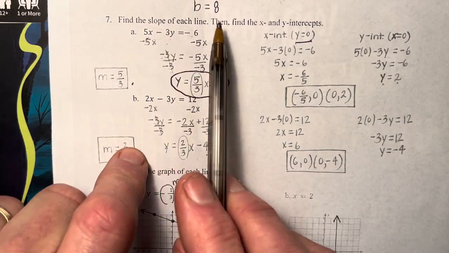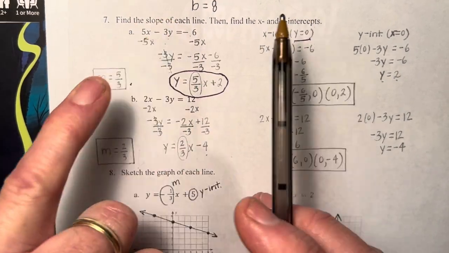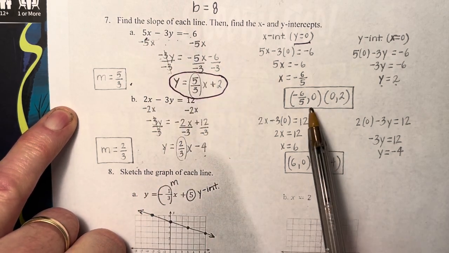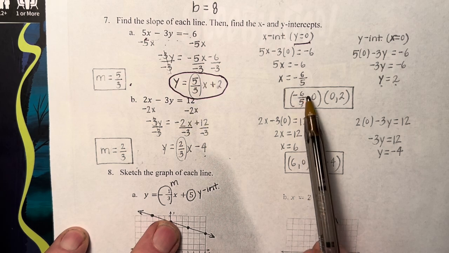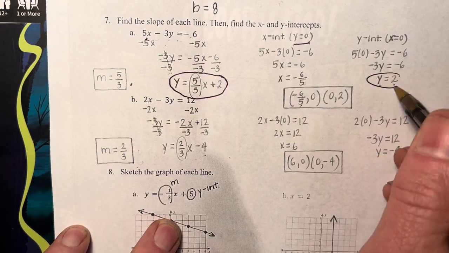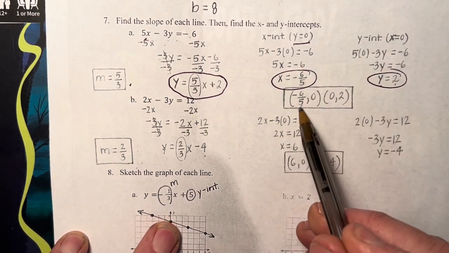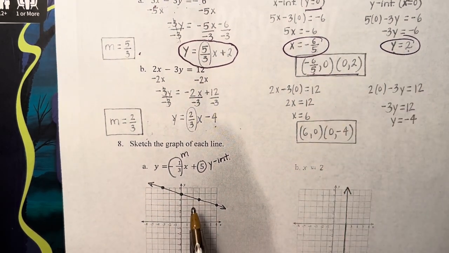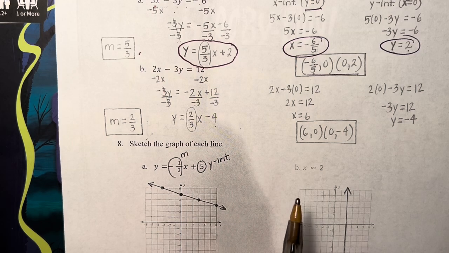Then do the converse of that. You cover up the y, and if 5x equals -6, I divide both sides by 5, and I will get -6/5. So these are your two intercepts. You don't have to write them as points. You can simply write them as that in that form as well.